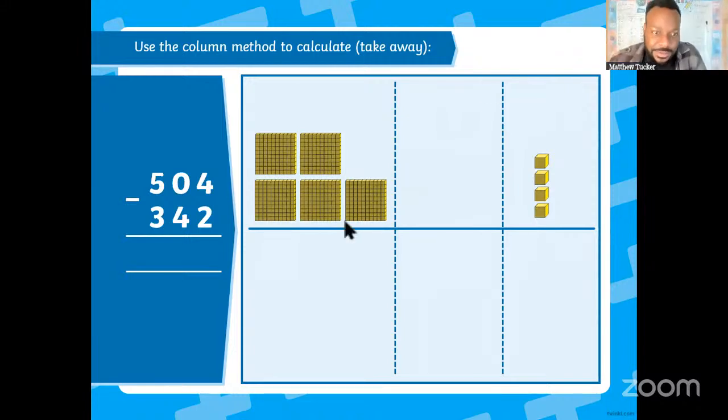Right, taking away 2 from the ones, we know that. That's going to be 2, because 2 take away from 4 is 2. 4 take away from 0, we can't do it. So I'm going to need to recruit some help from the next place value.